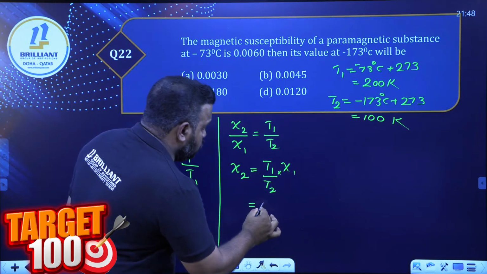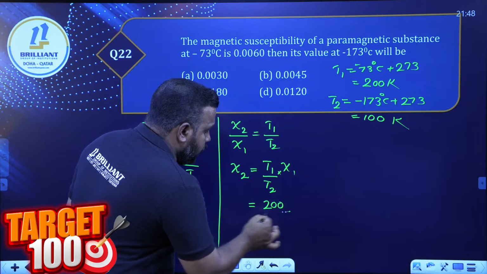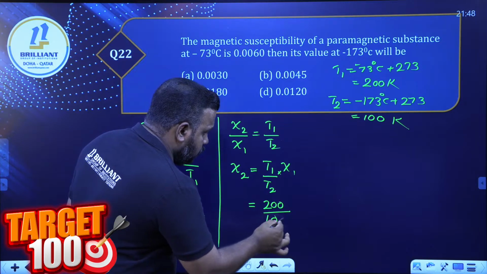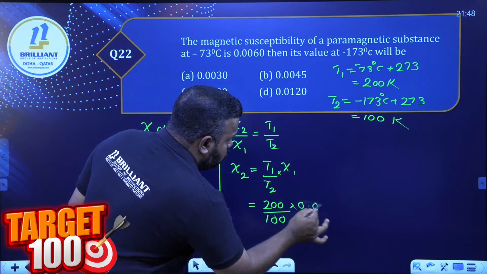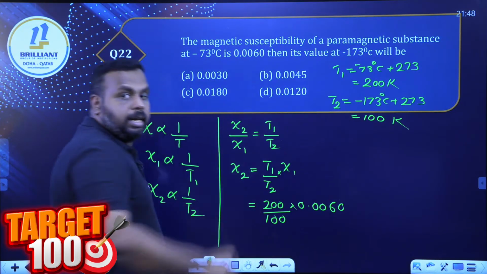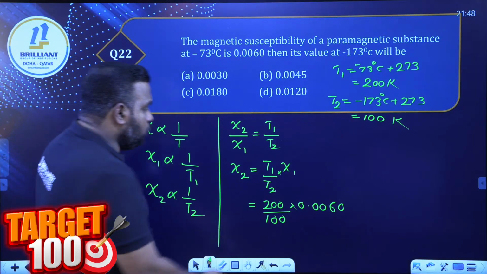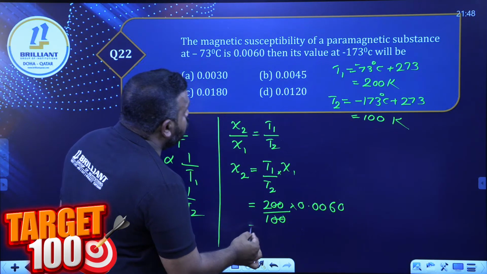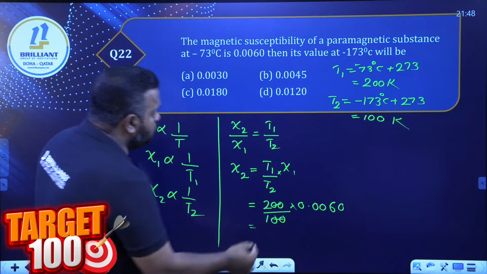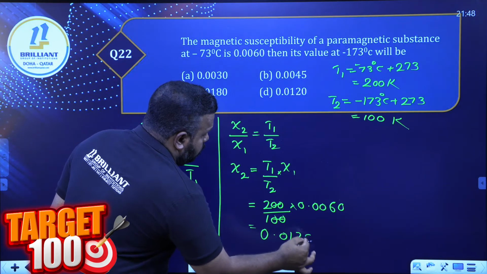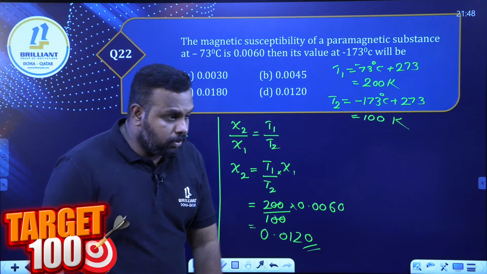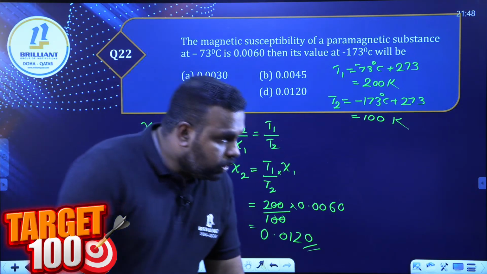T1, what is T1? 200 by T2, 100. Chi 1, what is the initial value? 0.0060 is the Chi 1 value. So it is like into 2. What is our answer? 6 into 2 is 12. So the answer is 0.01. Yes, very good, Nitin.